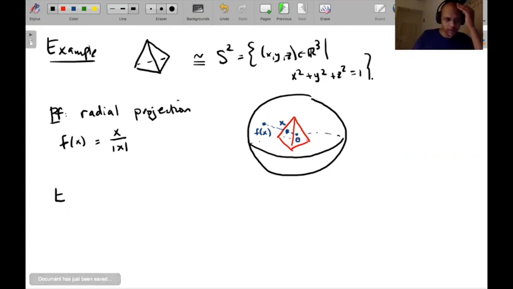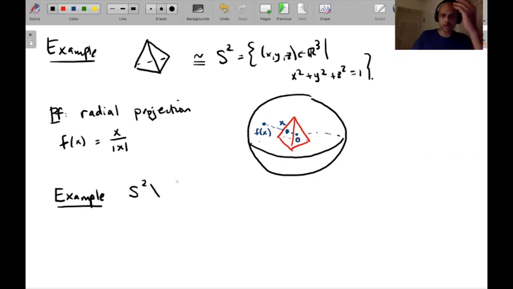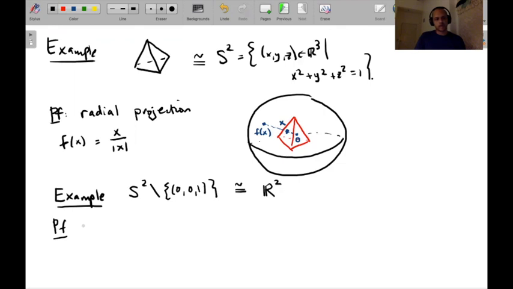Let's do another example, just to get familiar with this notion of topological equivalence, at least intuitively. So let's take S2 as above and remove a single point, the North Pole, (0, 0, 1). And I claim this is topologically equivalent to R2. And one way to see this is with what's called stereographic projection.